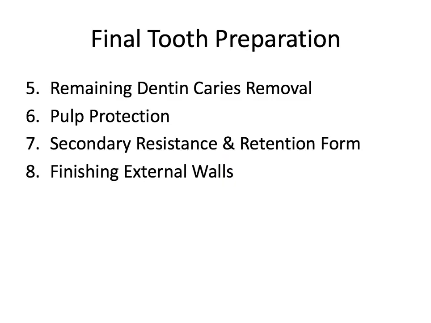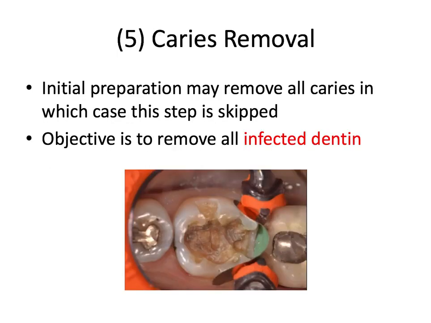The final prep focuses on removing any remaining defects pulpally and axially, and incorporating any additional features like liners, slots, and pins, and we'll talk all about that right now. So you might have been wondering, well, what are we doing about the caries that goes deeper into the tooth? Well, this is where we take care of it.